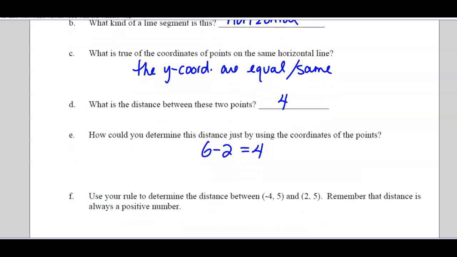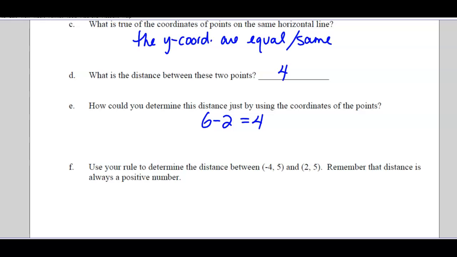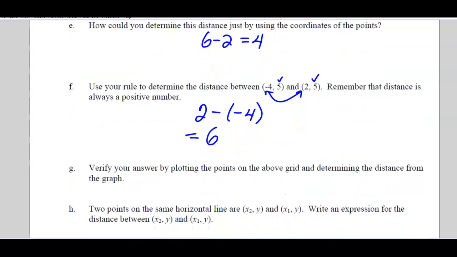Okay, so now use your rule to determine the distance between these 2 points. It's always a positive number. So here, your y values are the same. We want to subtract the x values. It needs to be positive when we're talking about distance, so I'm going to take the biggest x value and subtract the smallest. Now, if you took the smaller and subtracted the larger, you get -6. What you can then do is take the absolute value. We haven't talked a lot about that yet. We will as we go on. The absolute value of a negative gives you a positive. But for right now, I would just choose the larger x value and subtract the smaller. Then you're guaranteed you don't have to do anything else.